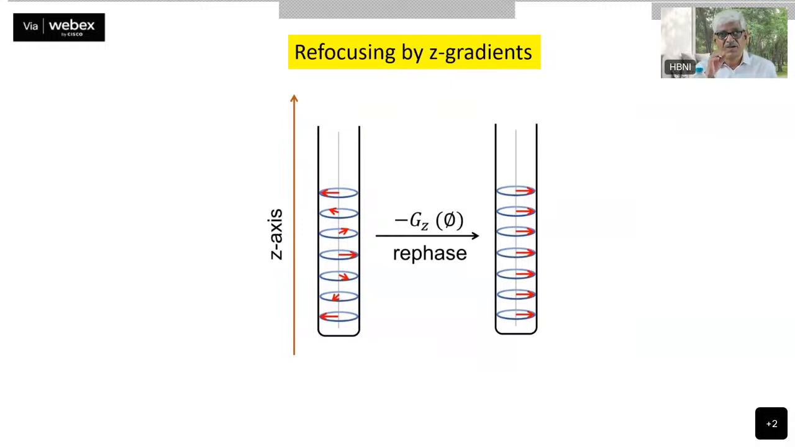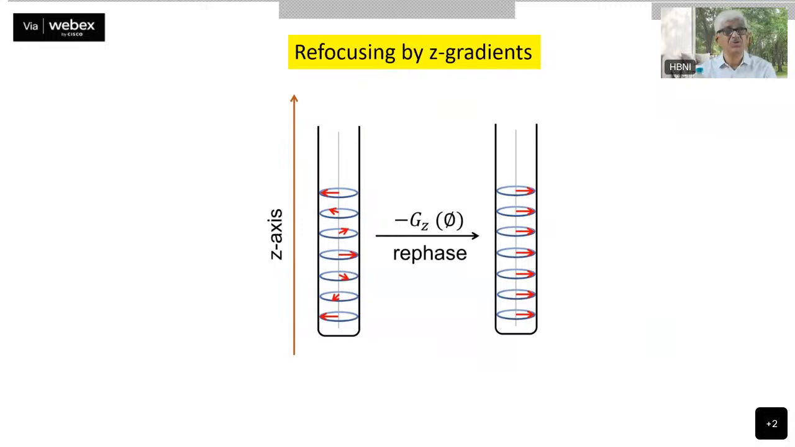So to repeat, when you apply a gradient, the field along the z-axis is varied. So it is spatial encoding along the z-axis. The different points on the sample along the z-axis will have different frequencies. Therefore, they will precess with different frequencies. So in a given time tau, they will acquire different phases, and that is indicated by these various positions here. And now you can reverse this by applying a reverse gradient, which is minus dz phi. Then you can put them back onto the same plane along the same axis. That is the refocusing by the z gradients.